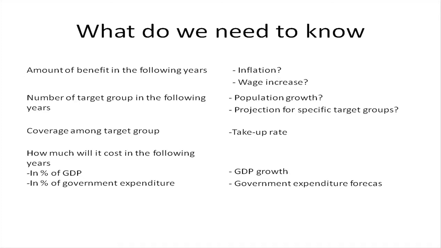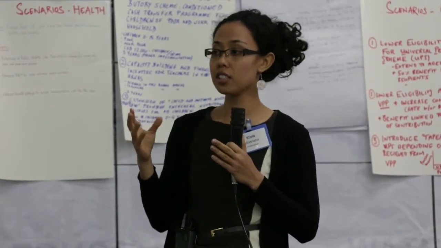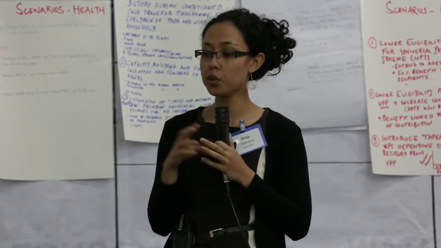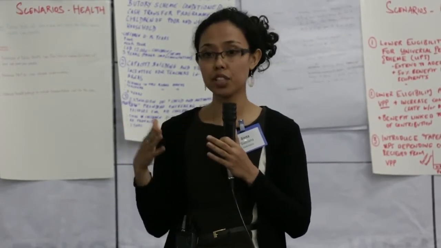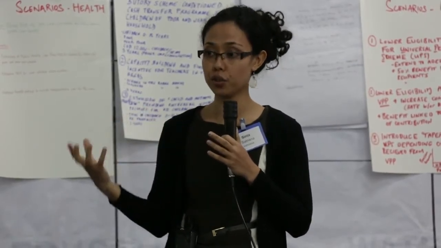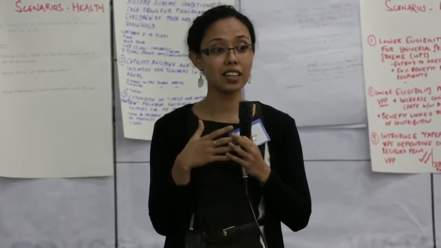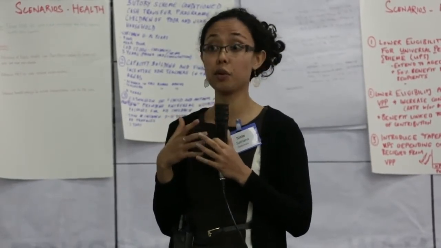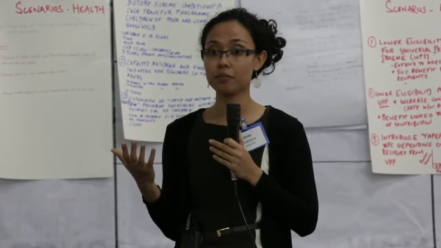The second one is the number of target group in the following years. Do we use population growth? For instance, earlier I explained that to project the number of disabled people, assuming the same situation exists in the country, then we use population growth in general. Or do we have specific growth of a specific population? For instance, people living with HIV.